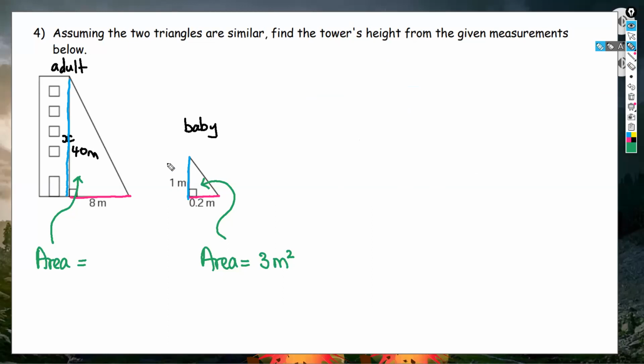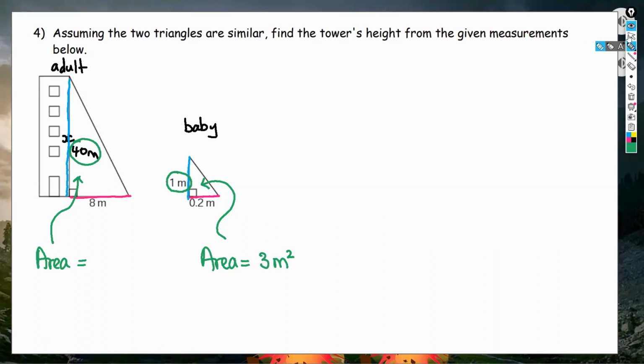Right? That's real easy. You take the easiest values. If somebody is 1 meter tall and then they grew to 40 meters, how many times did they get larger? 40, because 40 divided by 1 is 40. Even if you take the 8 and divide it by the 0.2, you will still get 40. Does everyone agree that the sides of the triangle increased by 40? Can we all agree on that? Each side increased by 40.